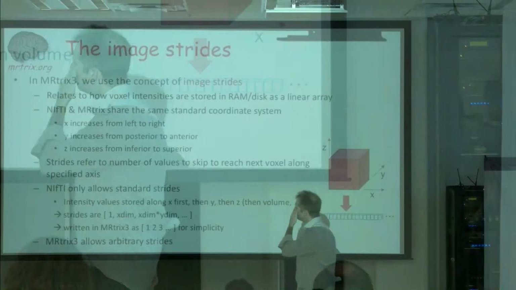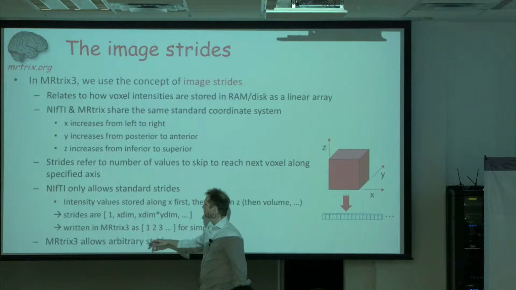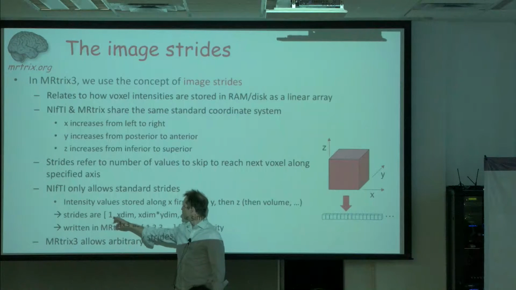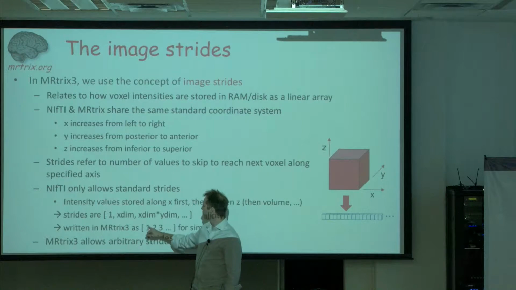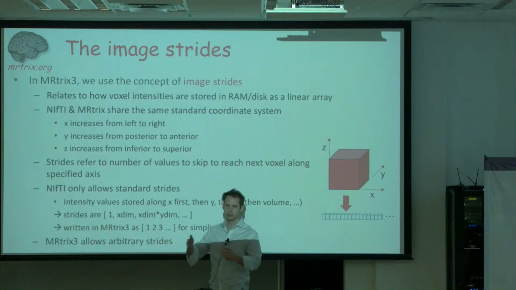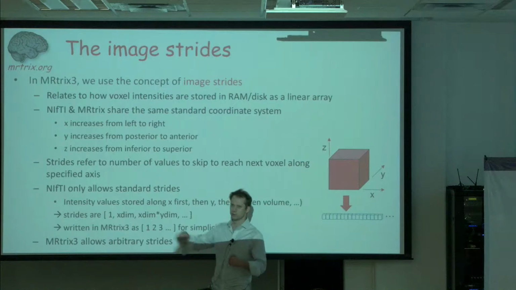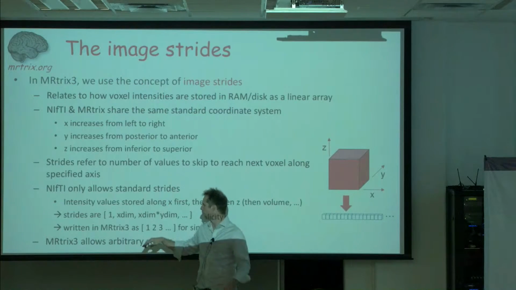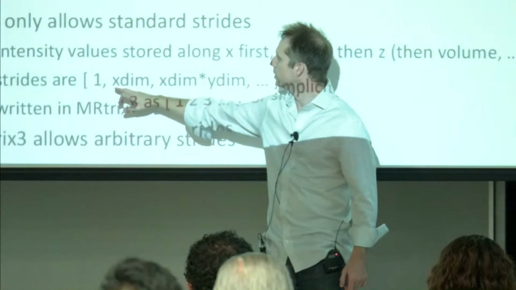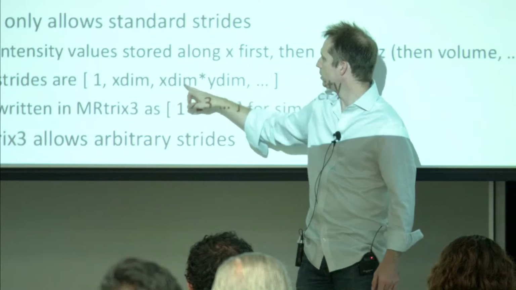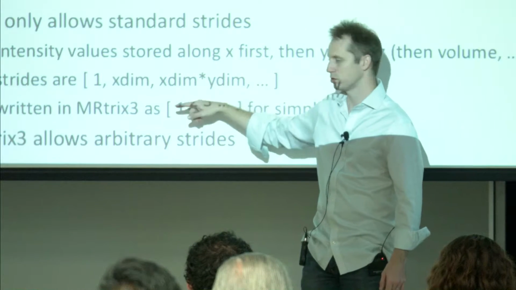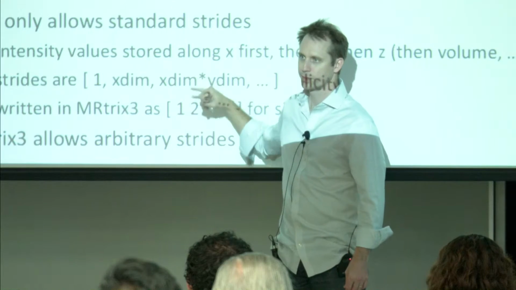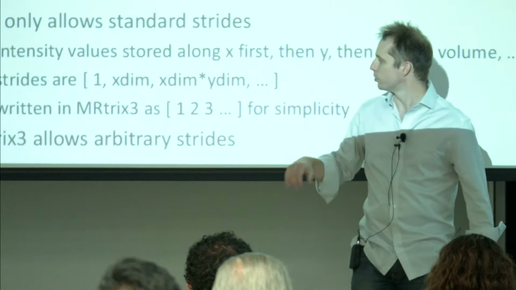So, for example, when you specify strides in MRtrix, I can say I want strides 1, 2, 3, which means basically I want the x-axis to be contiguous, the y-axis to be the next thing along, and the z-axis to be the next stride along. And it will figure out what that actually means in terms of the strides that you would get when you specify that. So it is very flexible.